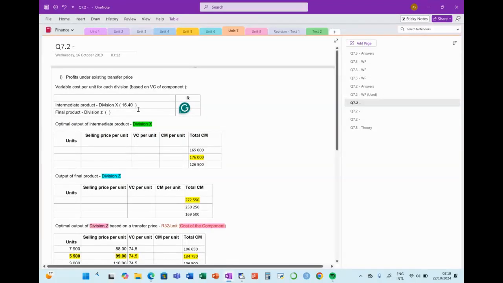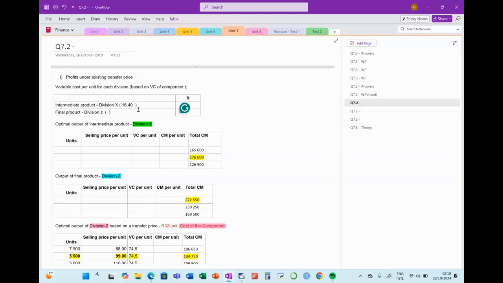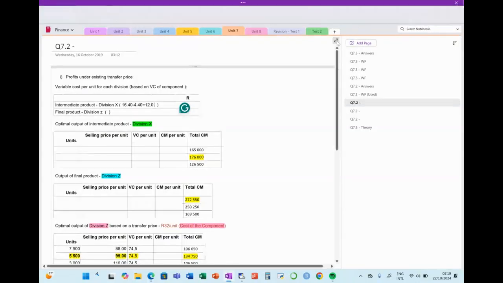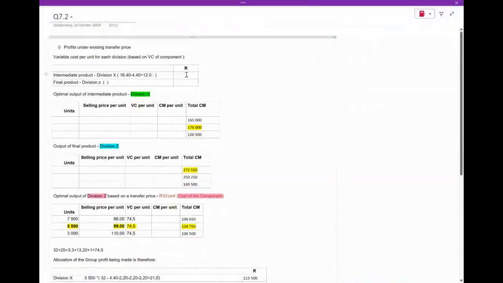But within that, if you look at the cost, you see that there's a fixed manufacturing overhead, is it? Are we going to include that in our variable cost? Nope, we can't. So then our variable cost should be 12 Rand. So that should be 12 Rand per component. That's the variable cost.